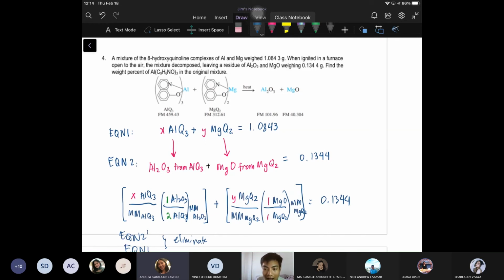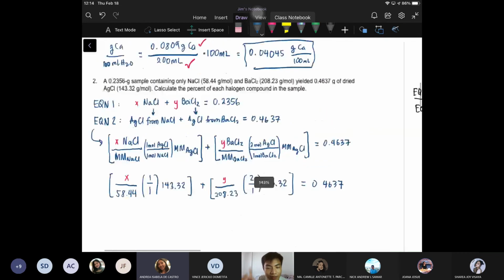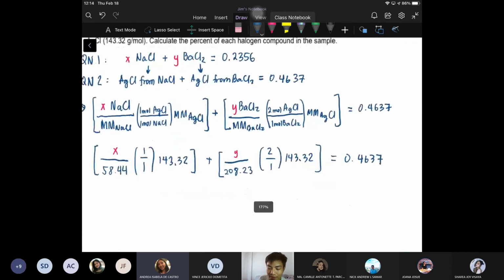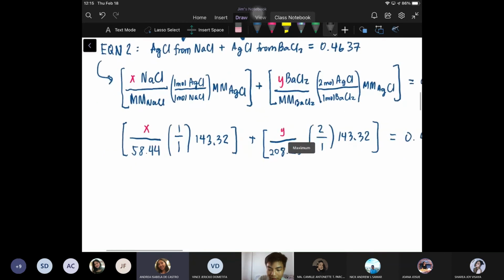Sir, hindi ko po kasi hindi pa mapakali. Paano po nakuha yung equation 2 prime? Dun po sa una? Yung equation 2 prime. Ang ginawa ko doon is, di ba ito na yung equation ko. Ang gagawin mo doon para makuha mo yung equation 2 prime, yung numbers, pag sinamasama mo, this divided by that. Ganon. 58.44 divided by 1/1. Tapos times 143.32 po. Parang ganun po.